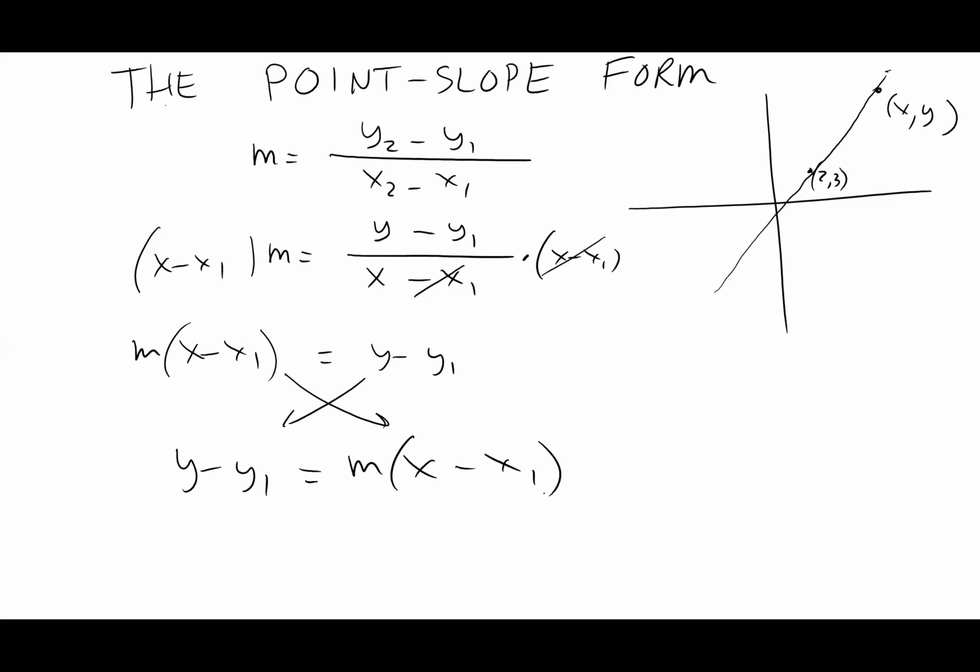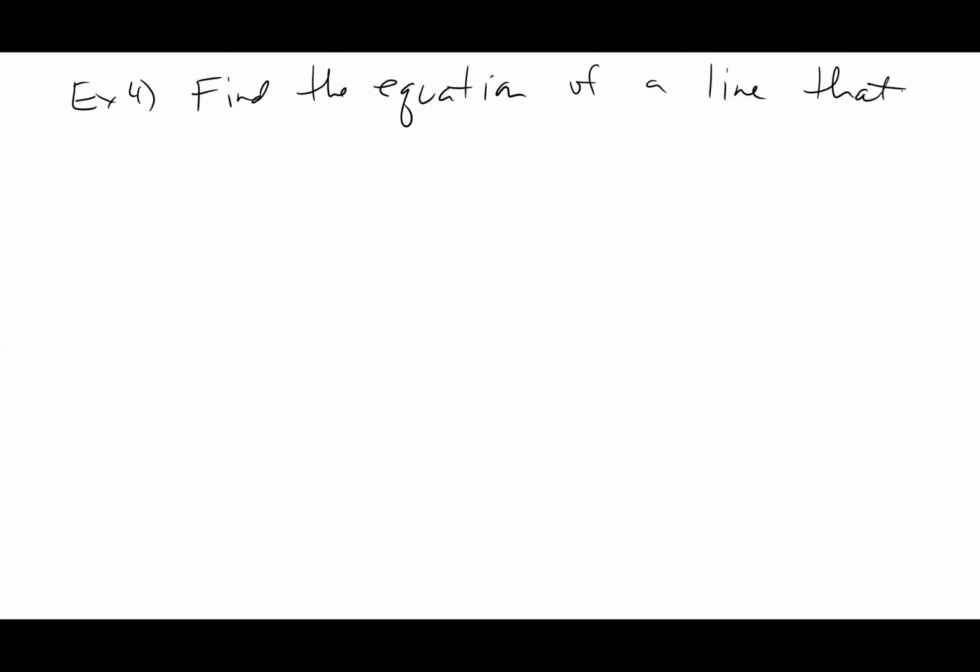So let's go with it. We have 1, 2 problems left and some other stuff. So this is exercise number 4. It says find the equation of a line that has the given points and slope.